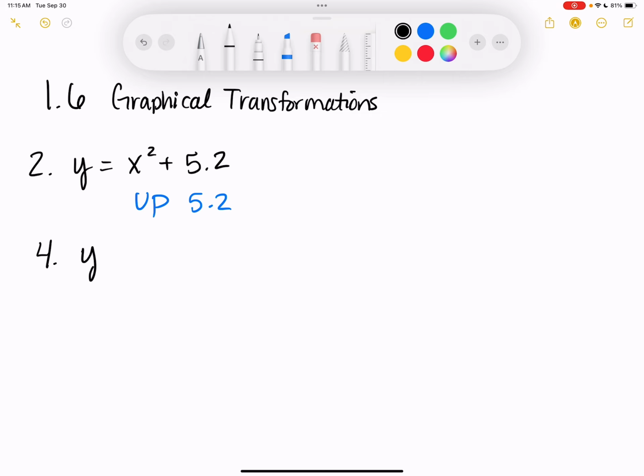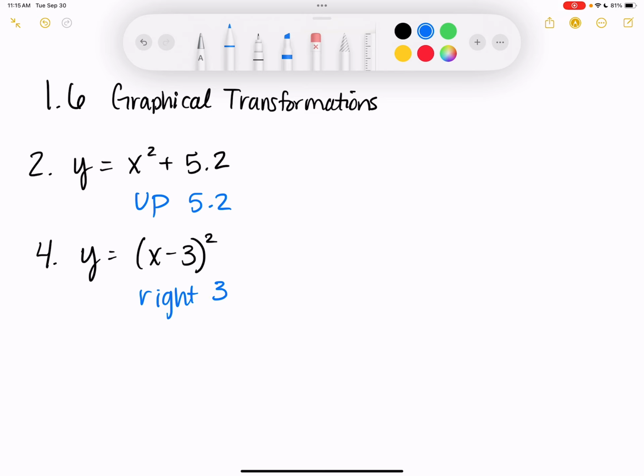For y equals, in parentheses, x minus 3, and that whole thing is being squared, that's inside the parentheses. So what does that mean is happening? It's going down. Nope. It's opposite of the sign. Up. Inside the parentheses does not go up and down. It goes left or right, and it goes opposite the direction of the sign. So this is going right 3.